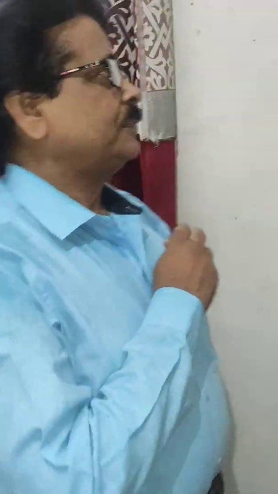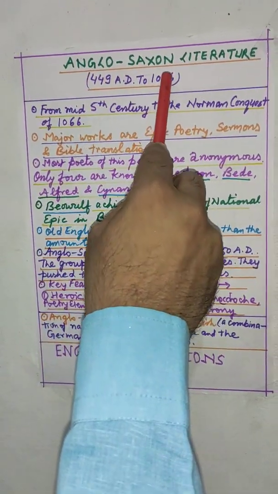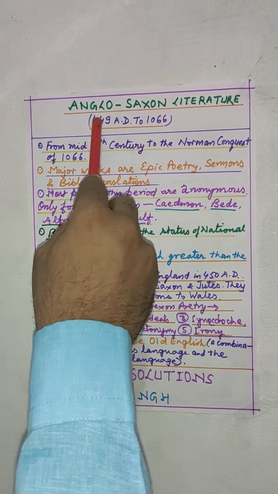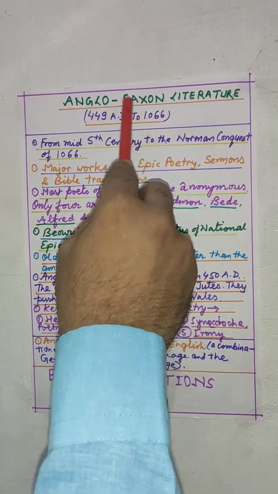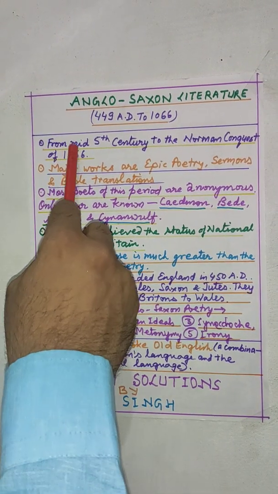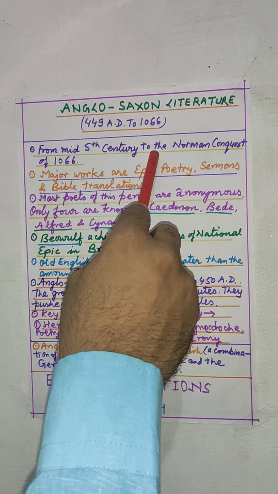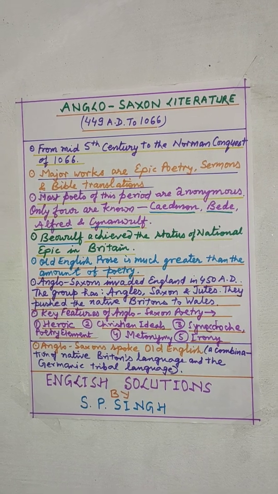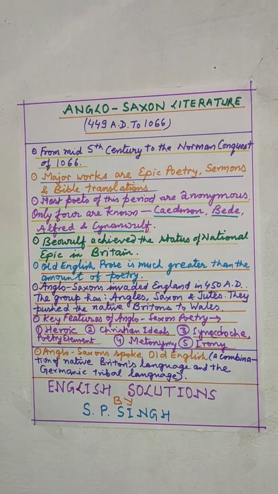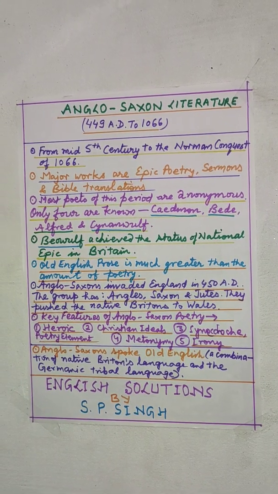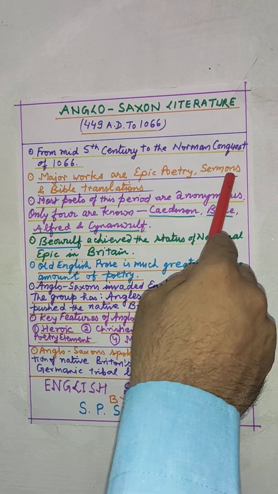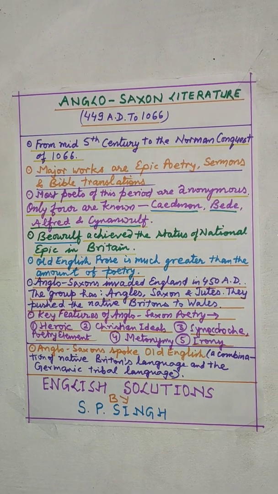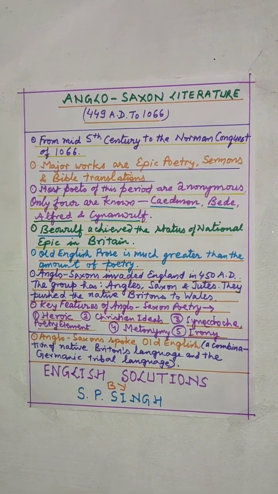Some brief points, please try to follow: Anglo-Saxon literature is the first period in the history of English literature. It starts from 449 AD to 1066 AD. This period started in the middle of the 5th century and continued till the Norman conquest of 1066. This period expanded for about 500 years, and the major works in this period are epic poetry, sermons and some Bible translations.